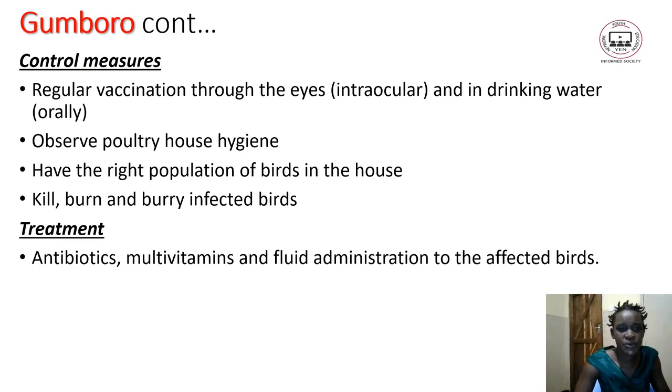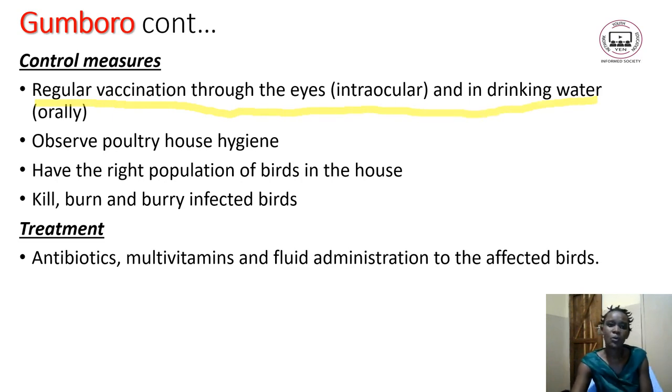How best can we control the disease? We can control the disease by providing them with regular vaccination through the eyes and also in drinking water, so that they take the vaccination orally. Apart from that, observing poultry house hygiene is also important, since the virus might be in the droppings. If you remove the droppings now and again, cleaning and disinfecting the house, that can help to prevent the spread of the disease.